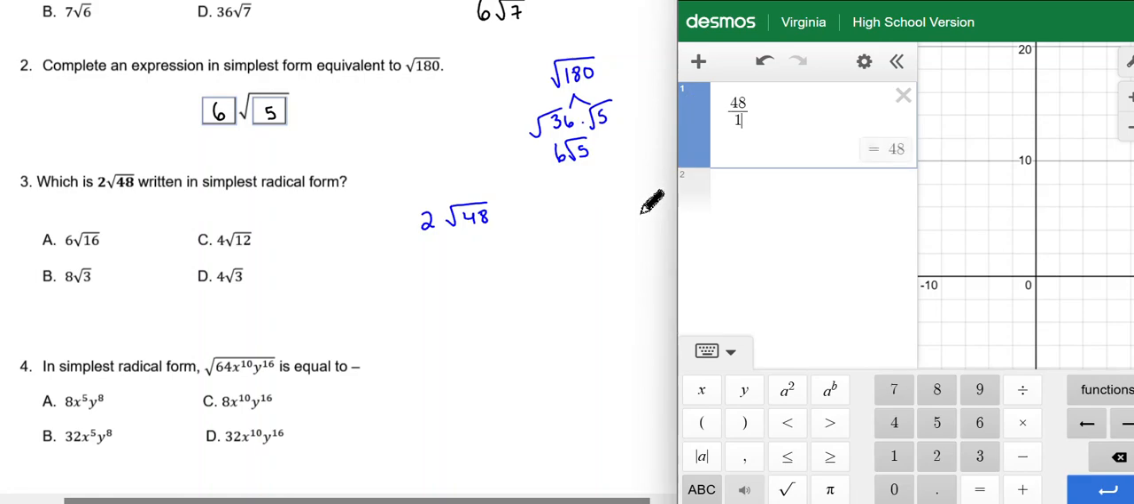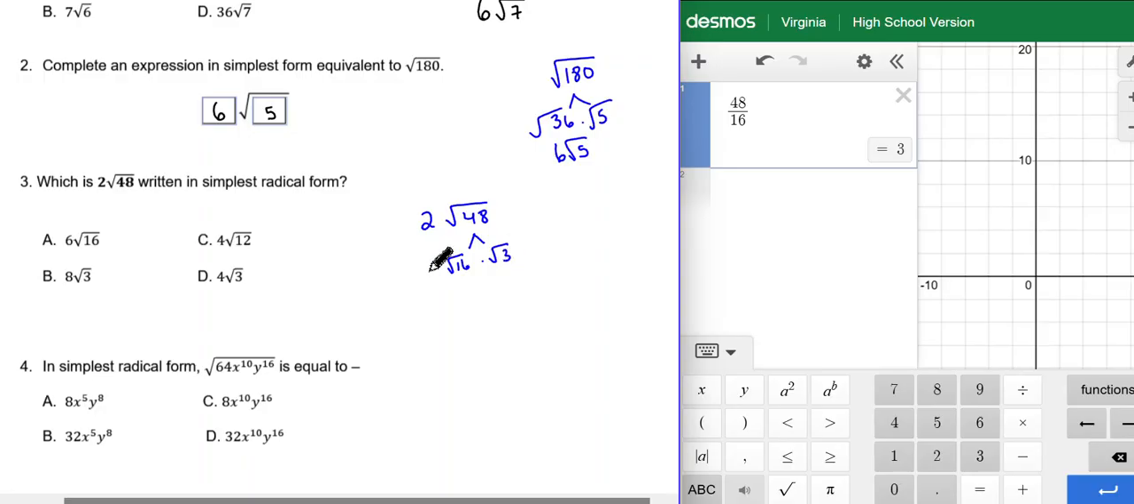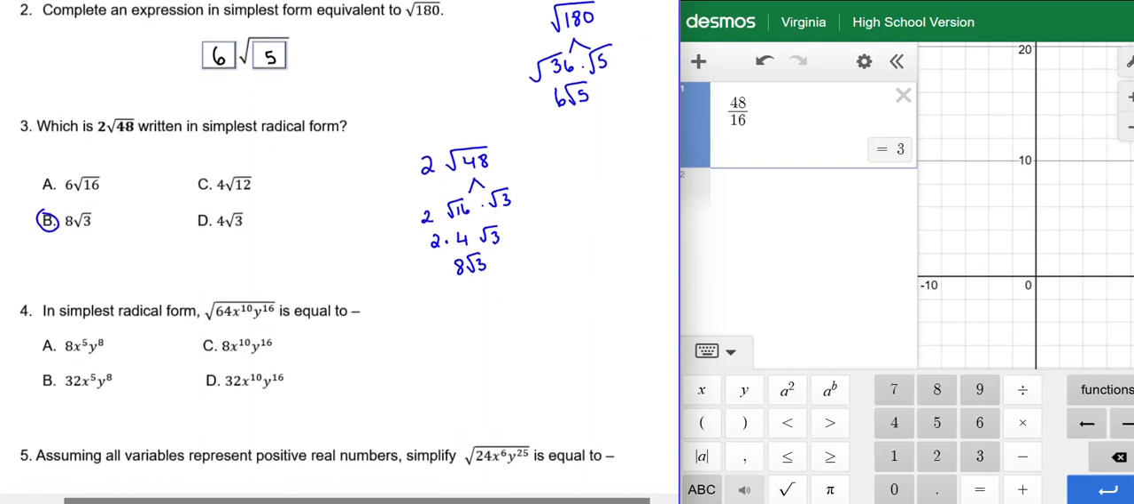4 times 4 is 16. There you go. 16 times 3. So this is going to be square root of 16 times square root of 3. Bring down the 2. And then I can go ahead and simplify square root of 16 to say square root of 16 is 4, and then 3. And you can go ahead and multiply the 2 times the 4, which is 8, square root of 3. Okay, please do not get these ones wrong on the SOL.